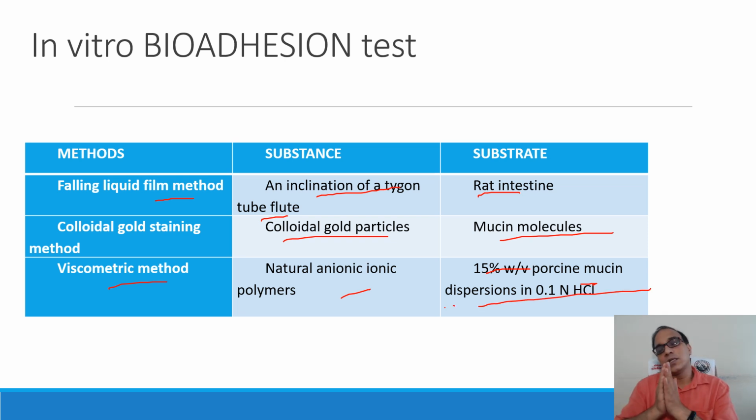So depending on the membrane and the substance you use, you can develop a good number of methods. It all depends on the availability of the things with you. There is no standard method that is the official pharmacopoeia method. However, texture analyzers are mentioned in some pharmacopoeias as a bioadhesion test, but they are still not a standardized apparatus.